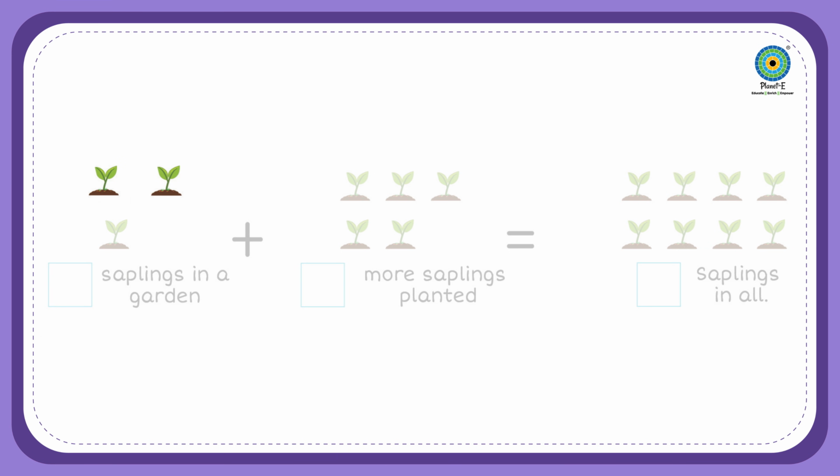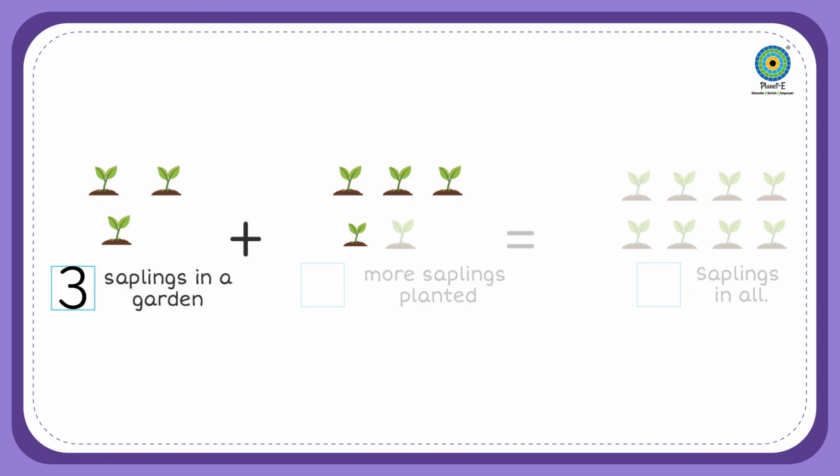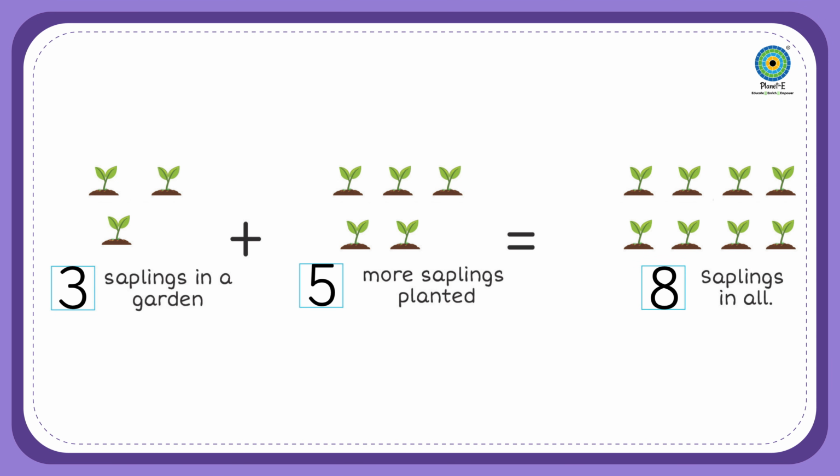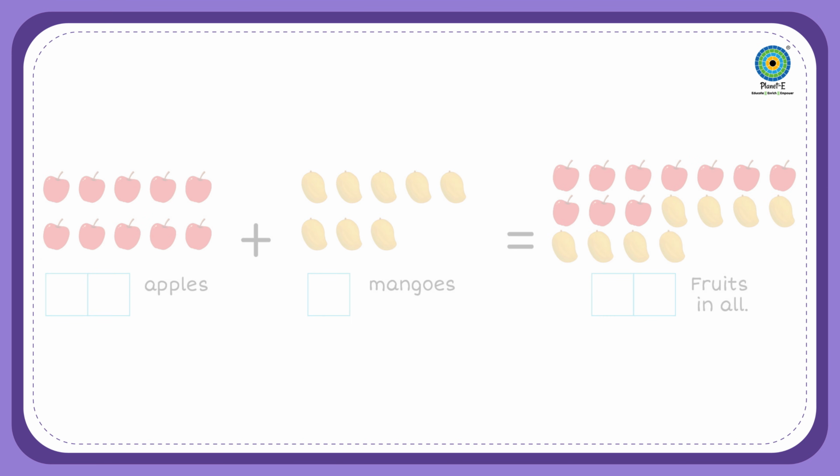1, 2, 3. 3 saplings in a garden. Plus 1, 2, 3, 4, 5. 5 more saplings planted. Equals 1, 2, 3, 4, 5, 6, 7, 8. 8 saplings in all. So 3 saplings in a garden plus 5 more saplings planted is equal to 8 saplings in all.